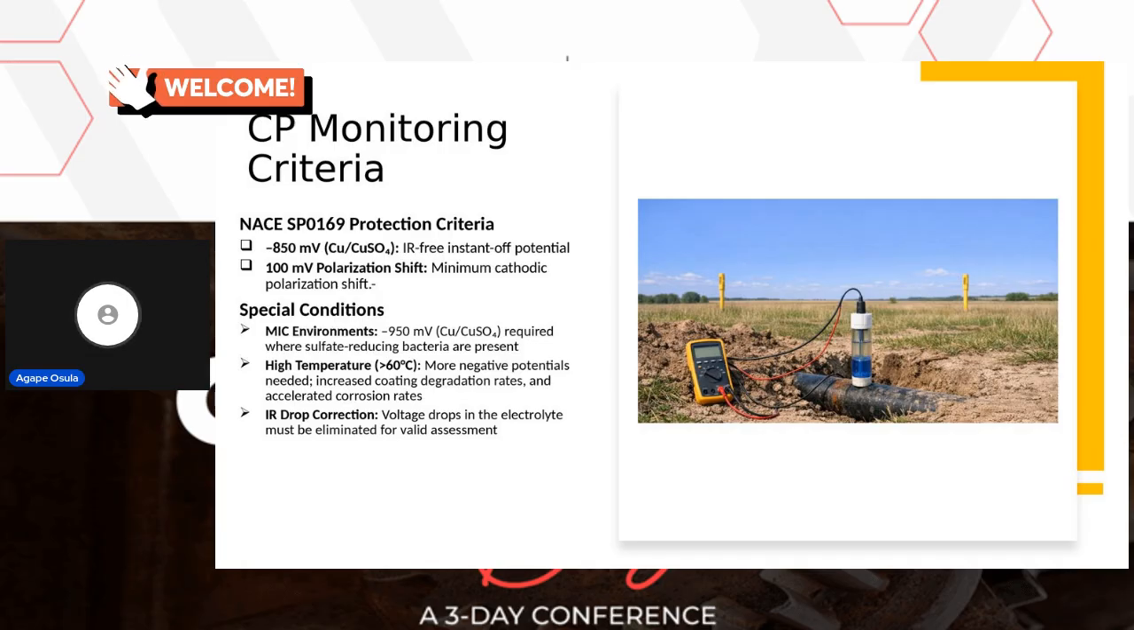Of course, we have special considerations for microbiologically induced corrosion environments, where we need to take it a little bit further than the -850, which is general, to -950, and of course with high temperature regions, where we also take it further. Of course, IR drop corrections for multi-environments where the IR drop is undulating and the likes. So we know these are generally industry standards that have been accepted over the years. So these are not typically the problem.